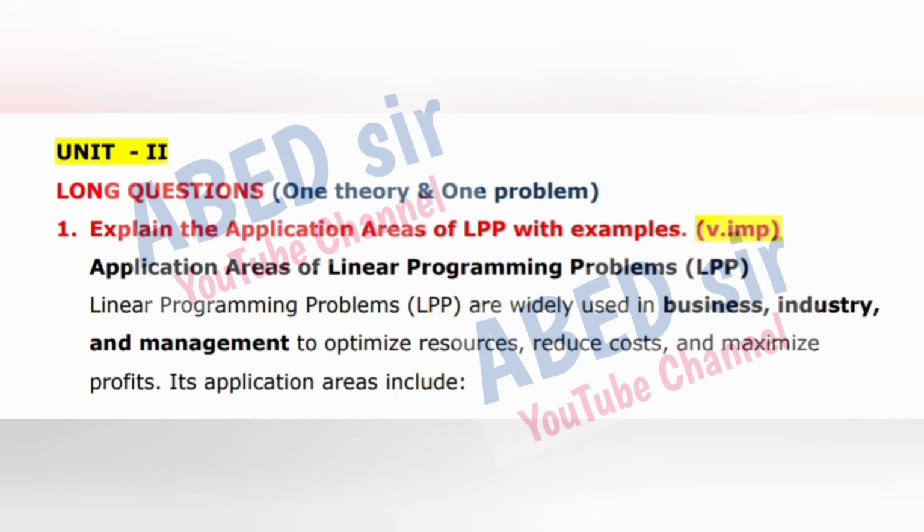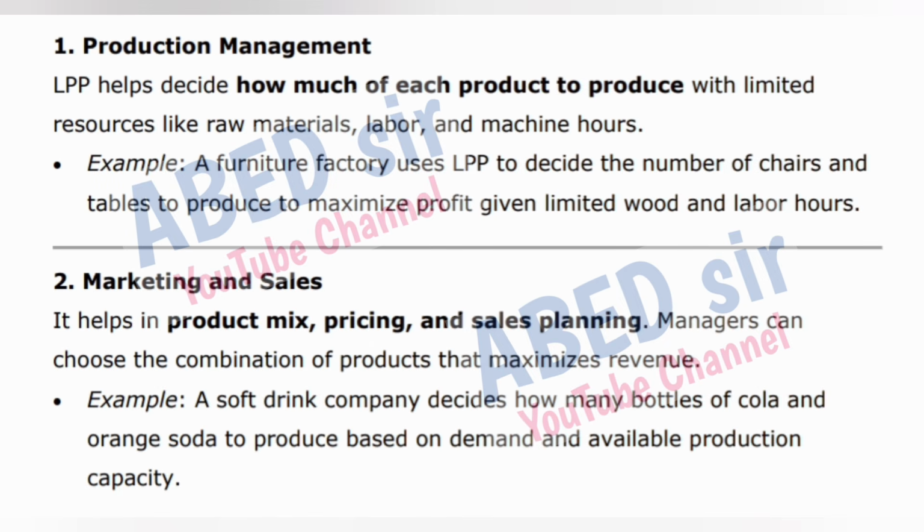Application areas of linear programming problems, LPP. Linear programming problems, LPP, are widely used in business, industry, and management to optimize resources, reduce costs, and maximize profits. Its application areas include: 1. Production management. LPP helps decide how much of each product to produce with limited resources like raw materials, labor, and machine hours. Example: a furniture factory uses LPP to decide the number of chairs and tables to produce to maximize profit given limited wood and labor hours.